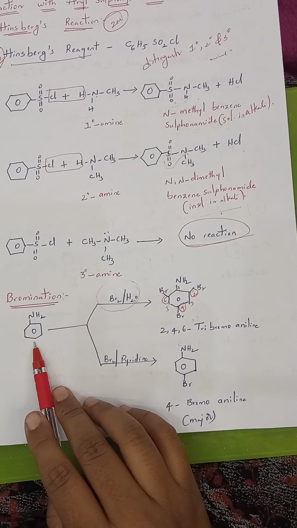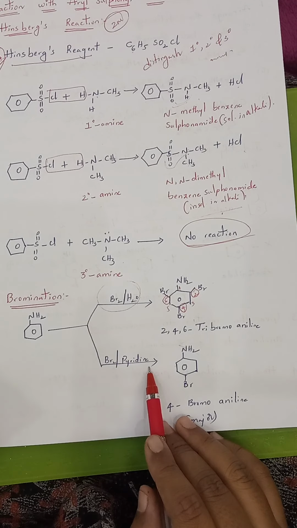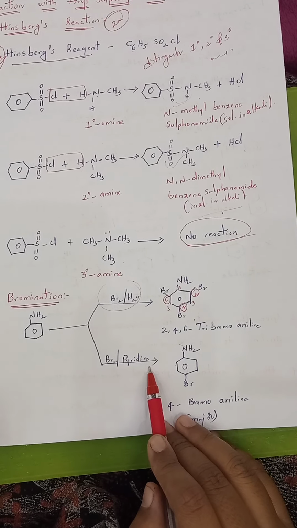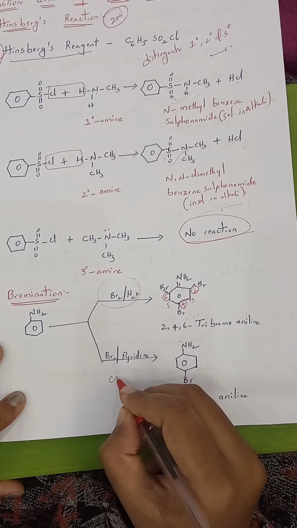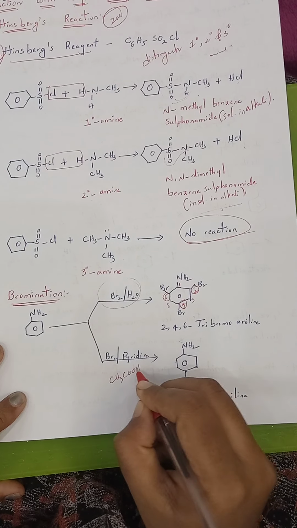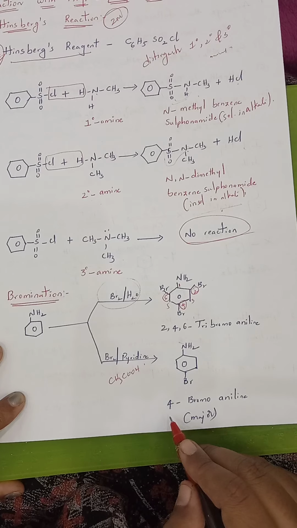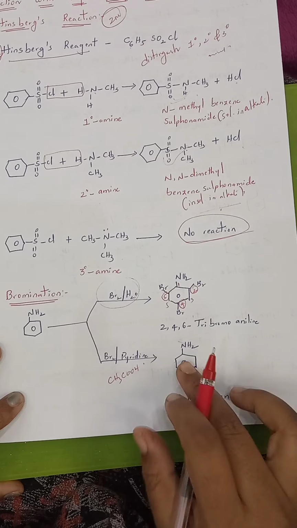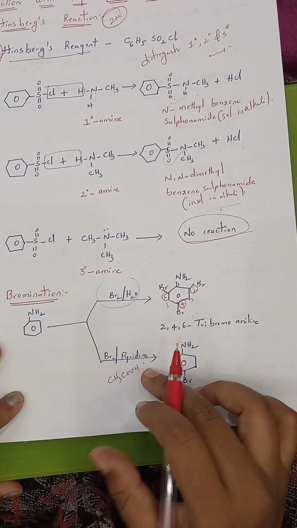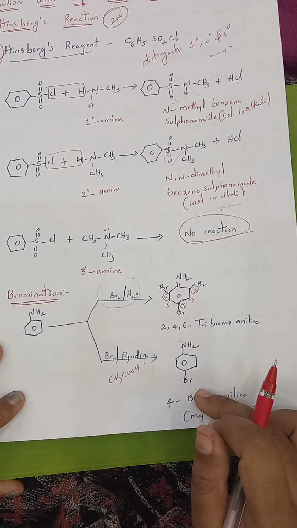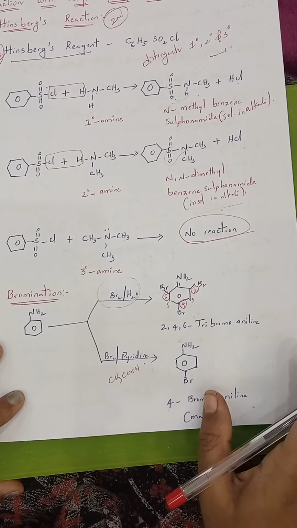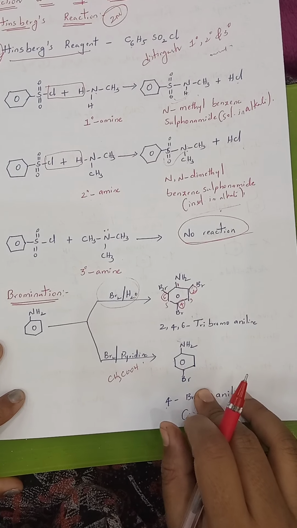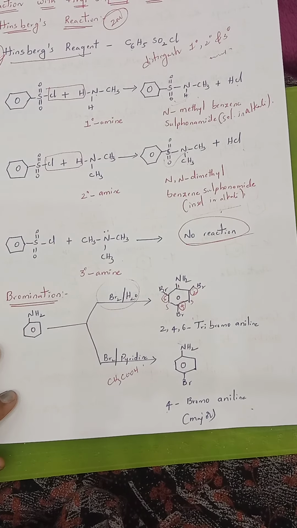If the same bromination takes place in the presence of pyridine or acetic acid, it can give a major product as 4-bromoaniline. Mono-substituted product is obtained because it's a mild brominating agent, so we expect only the mono-substituted product. These two are very much important for 1 mark.